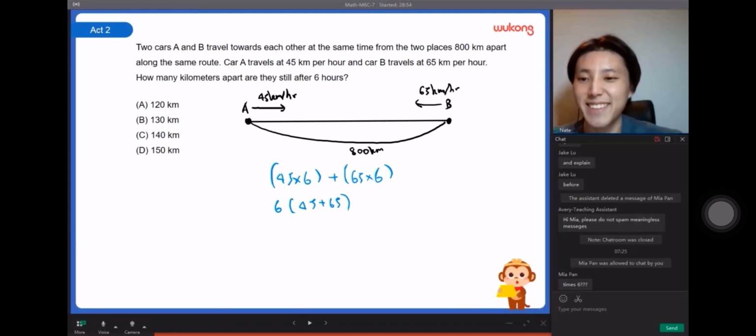Hi, Mia. So for the 45 times 6 plus 65 times 6, and it's also in the second one, you forgot the times. Yep, so you see that bracket? If there's a number outside, there's an invisible multiplication. Okay? Okay. All right. Okay, thank you, Mia. Yep, if you have questions, just let me know. All right. So that's how you do it. And well done, guys.